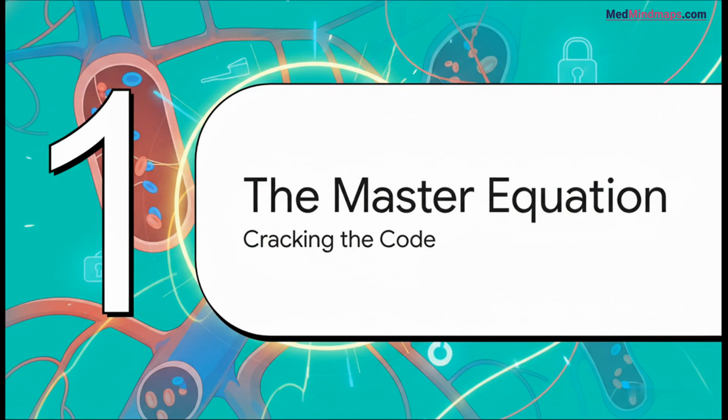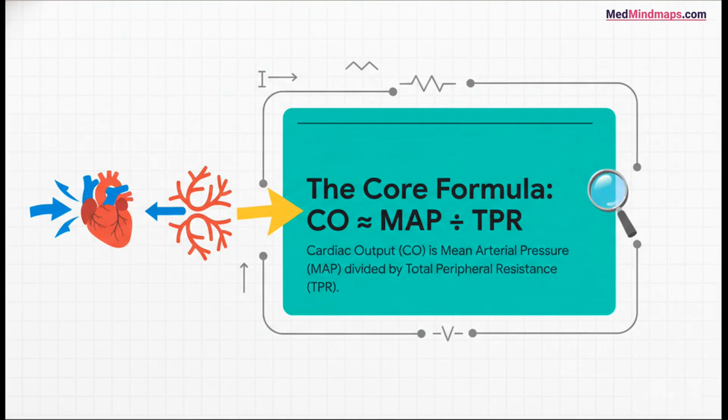Okay, let's start with the master key. This one simple relationship is truly the foundation for everything else we're going to talk about. It is the code that unlocks how blood gets from point A to point B. So here's the bottom line. Blood flow is a whole lot like electricity. You remember Ohm's law, right? Current equals voltage divided by resistance. Well, our circulatory system works the same way.